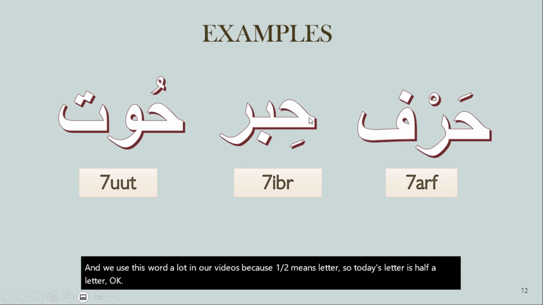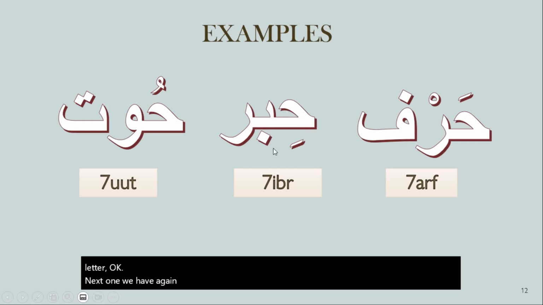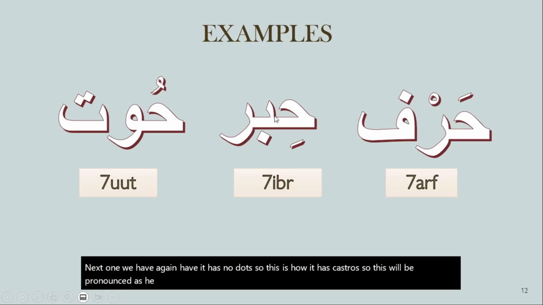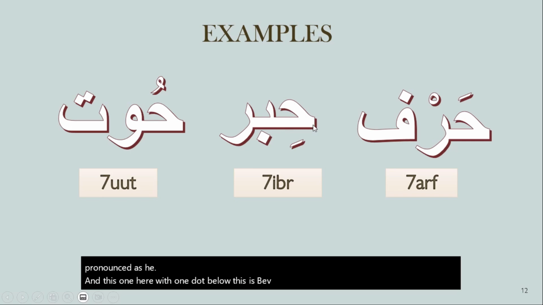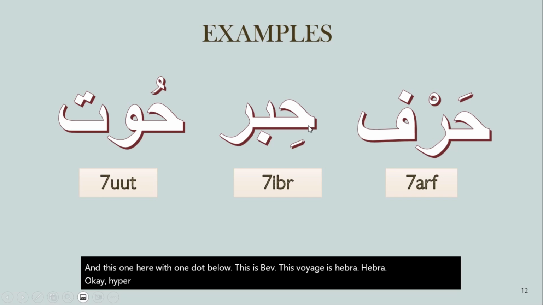Next one we have again ha. It has no dots, so this is ha. It has kasra, so this will be pronounced as hi. And this one here with one dot below, this is ba. This word is حبر. Okay, حبر means a scholar, especially for Jews. Okay, it means scholar. حبر.